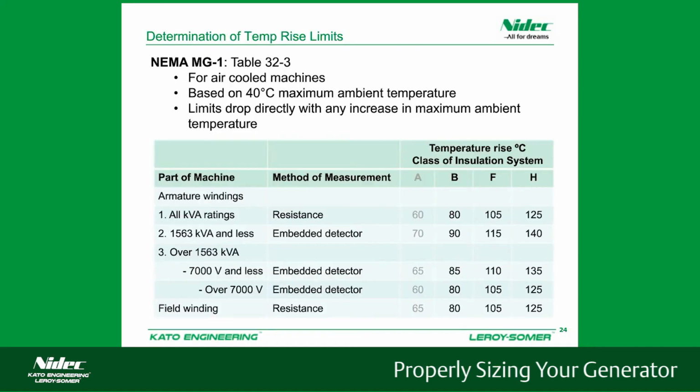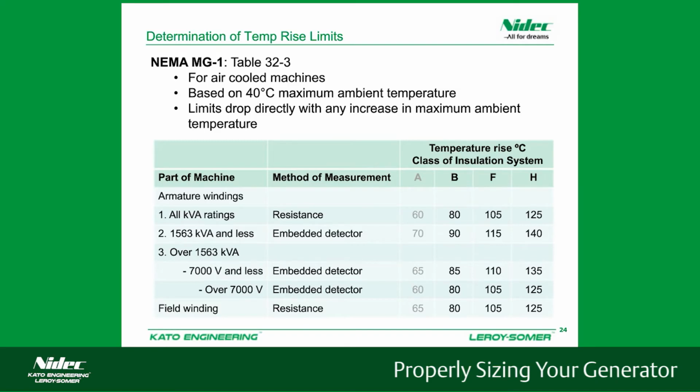So here we have table 32-3 out of NEMA MG1, and this is for air-cooled machines. And this is based on a 40 degree C maximum ambient temperature. So you can see the different temperature rise levels or the insulation class systems. A is not commonly specified anymore. So a B rise, you'll typically have an 80 degree rise by resistance over 40 degree ambient. An F rise will have 105, and an H rise will have a 125 degree rise when measured by resistance.